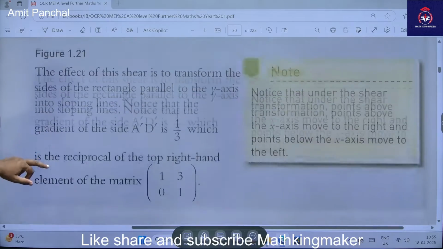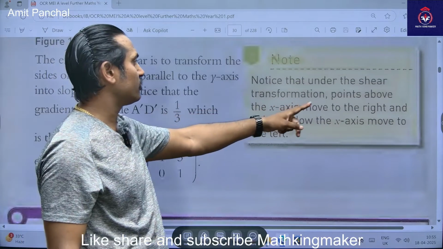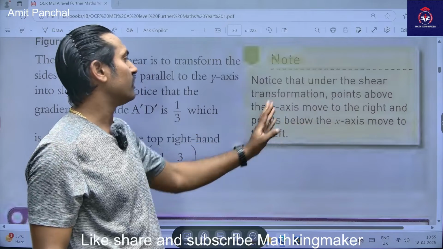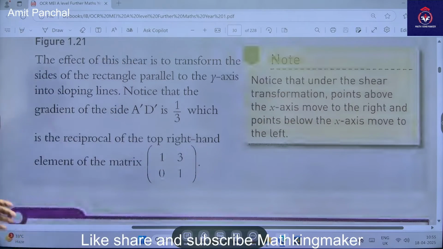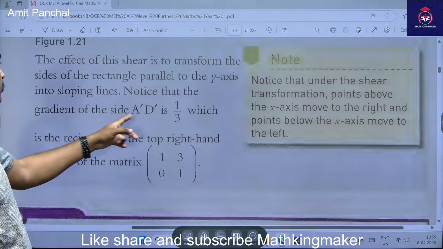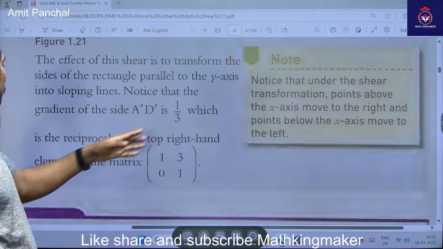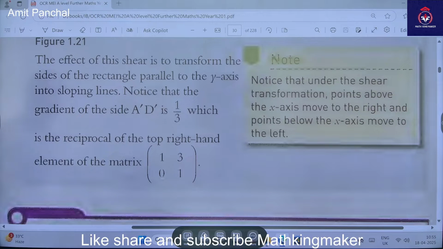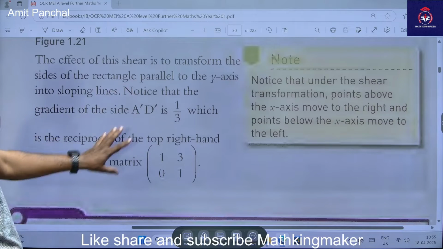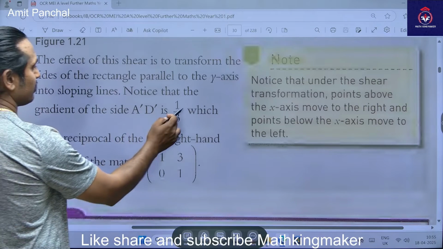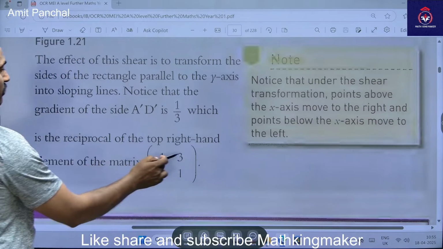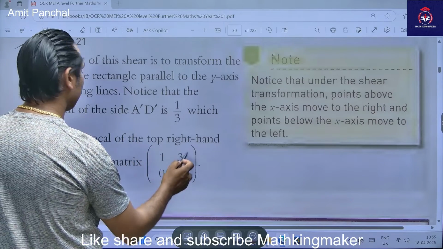So notice that under the shear transformation, points above the x-axis move to the right and the points below the x-axis move to the left, but the length will remain the same. The effect of this shear is to transform the sides of the rectangle parallel to the y-axis into sloping lines. Notice that the gradient of the side A dash D dash is 1/3, which is the reciprocal of the top right hand element of the matrix.